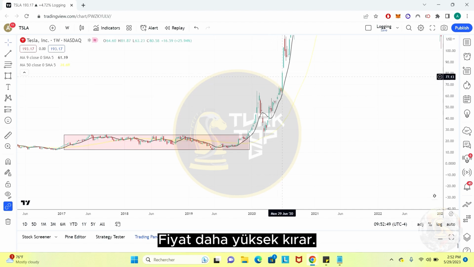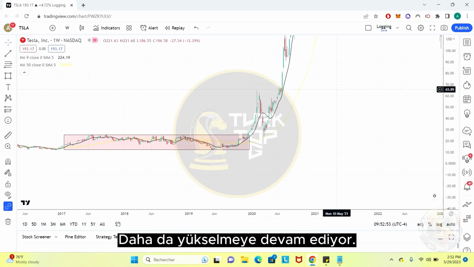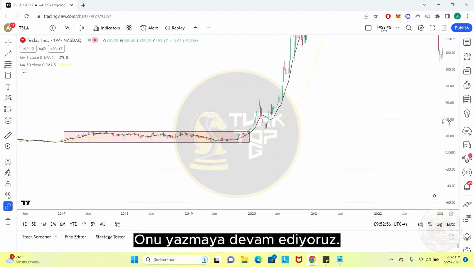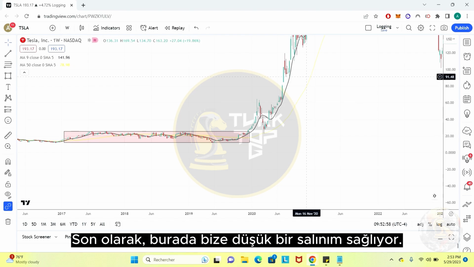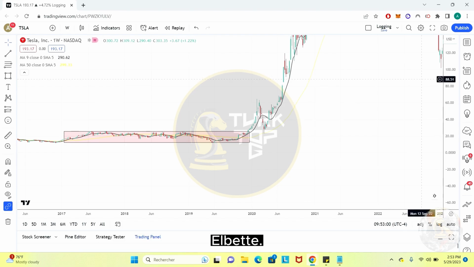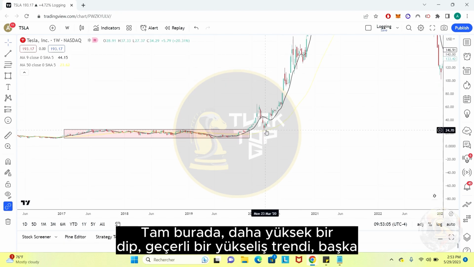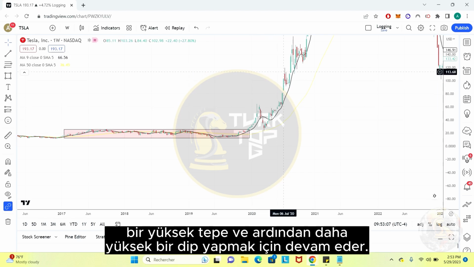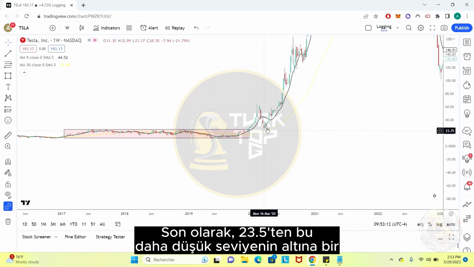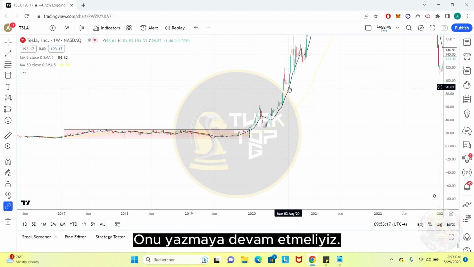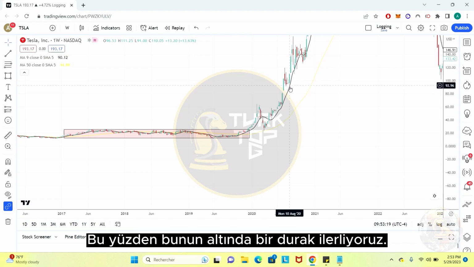Price breaks higher, creates another swing. Well, no. It just keeps going higher, does not give us a swing low. We keep riding it. Finally, it gives us a swing low here. So price makes a higher high right here, a higher low, valid uptrend, goes on to make another higher high, and then a higher low. So finally, we would move our stop from 23.5 to below this higher low, because if the uptrend is valid, we should keep riding it. So we move our stop below this.